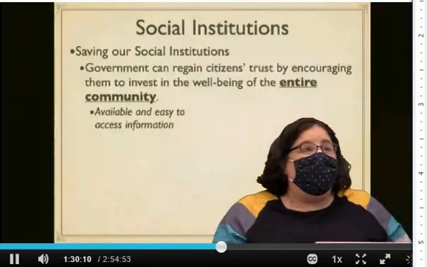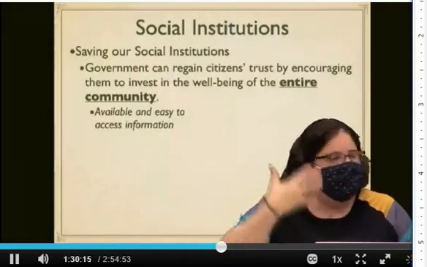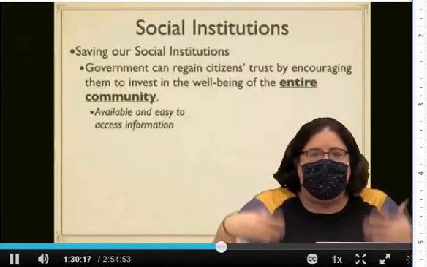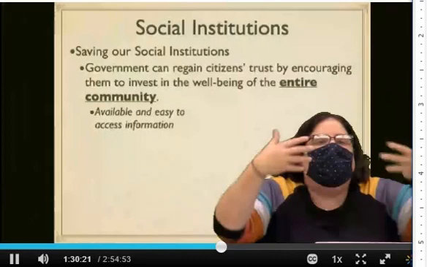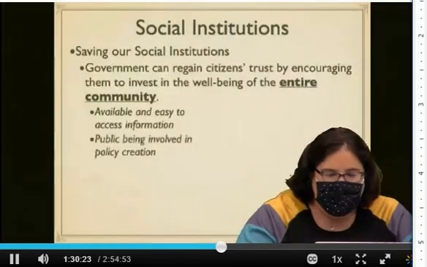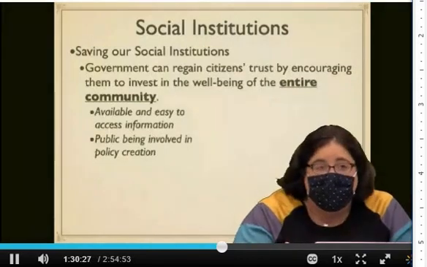Is fixing a pothole going to save democracy? Probably not overnight. But by providing easy to access information or feedback, it allowed people to gain trust, right? Allowing the public to be involved in policy creation.